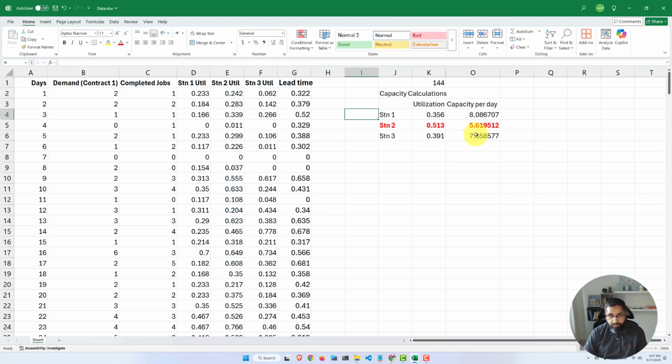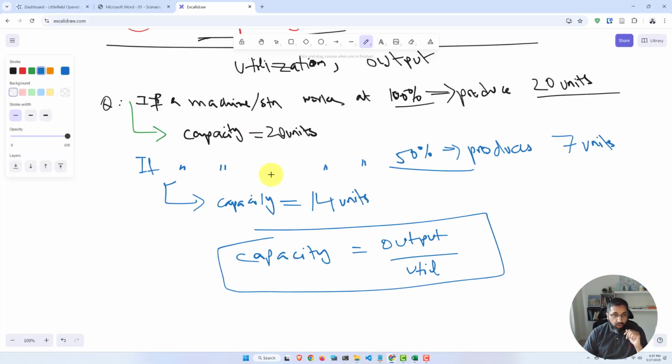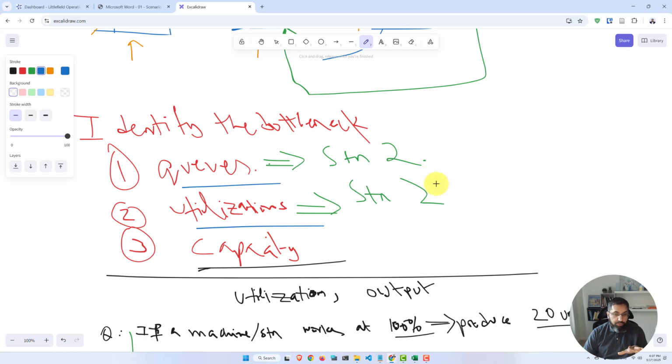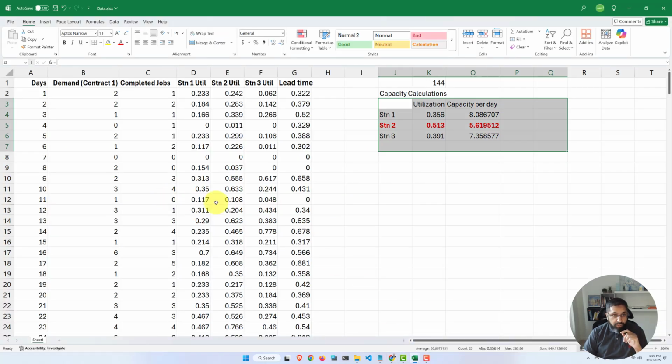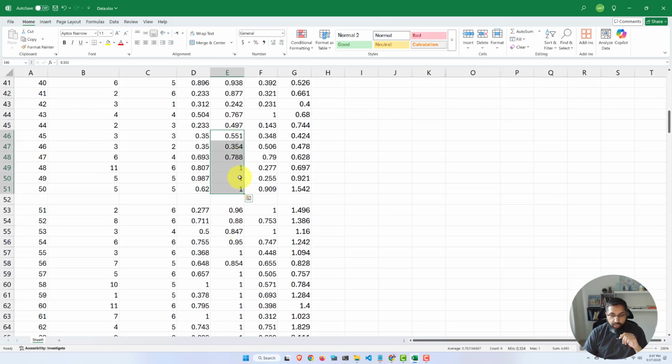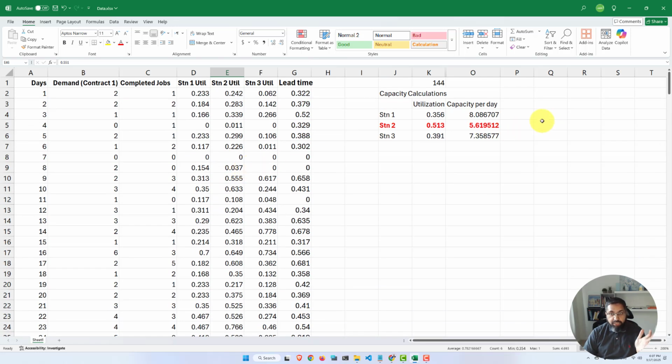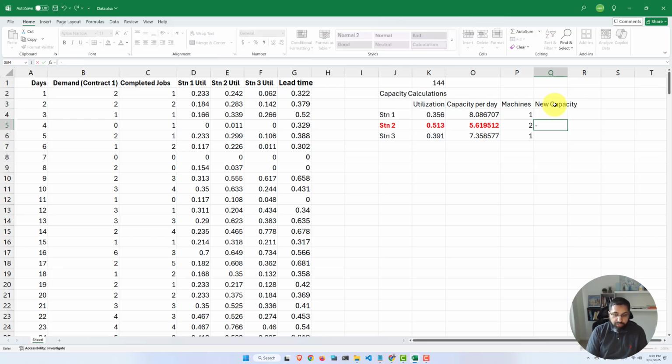So you already know from this calculation, as well as what we did here, we looked at queues and utilization, that station 2 is the bottleneck. You also know that you're already hitting about 100% utilization in the last few days, or at least very close to it, 80%, right? So immediately we need to buy a machine at station 2. The number of machines was 1 to begin with. If I make this into 2 machines, my new capacity for this will be double, 2 times that, because that's the capacity of 1 machine. So if immediately you can buy capacity here by buying a machine, then this becomes your new capacity.